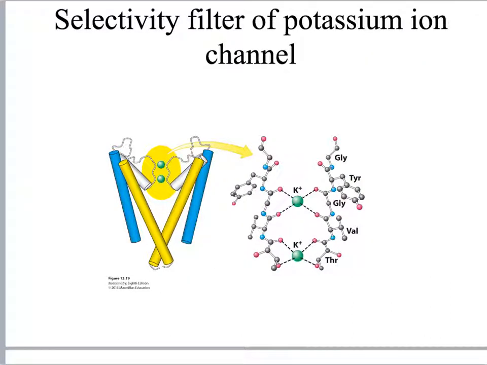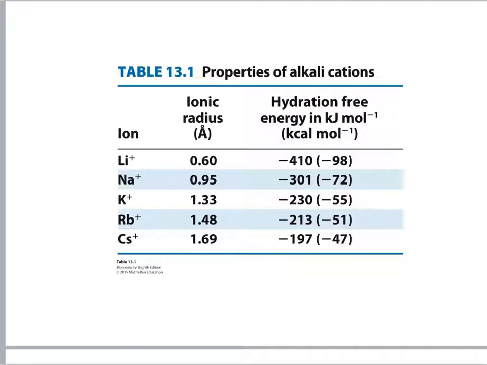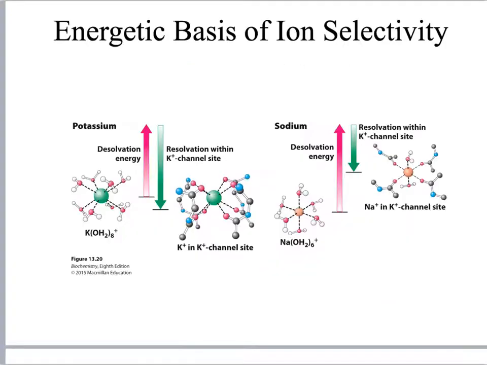So this just shows the interaction within that selectivity filter, and how these potassium ions would interact with specific residues that were inside that pore. Again, selectivity is dependent upon size and charge. So here we see different ions, the radius and free energy of hydration that's associated with them. So in order to pass through a membrane, you need to compensate for this hydration free energy. So the interactions that would form between the ion and the pore have to compensate for these.